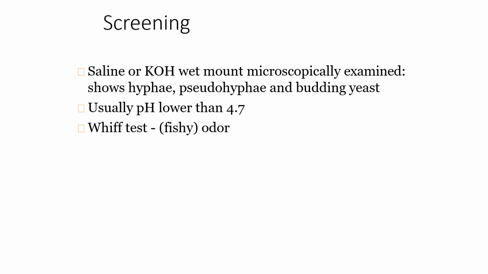For screening, you can use a saline or potassium hydroxide wet mount. You can apply it over the area, or you can take a swab and apply saline or potassium hydroxide. If you observe the swab under the microscope, you can see hyphae, pseudohyphae, and budding of the yeast. You can identify it through microscopic examination.